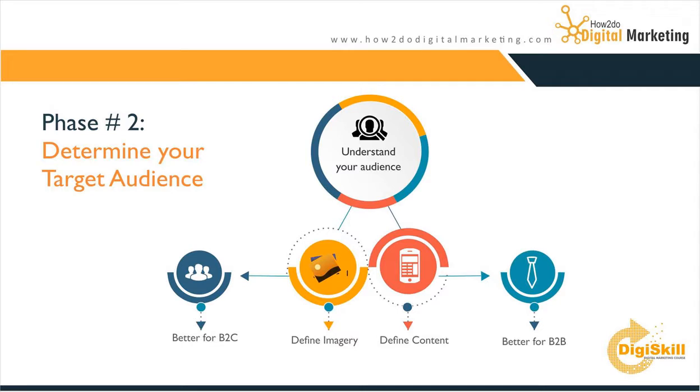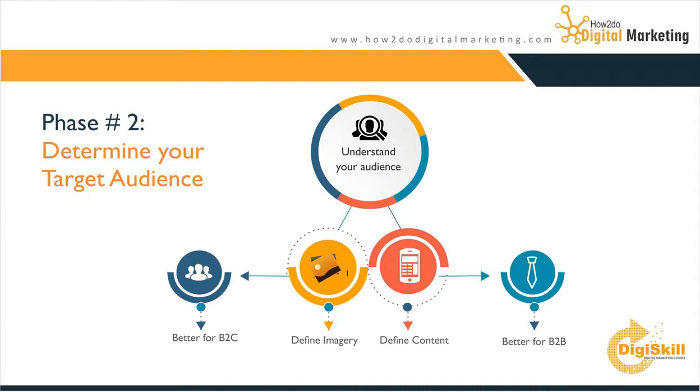Phase 2 is, once you have defined the goal in terms of what the website is, you need to define who is the primary audience who you want visiting your website. Is it B2C, which is business to consumer, expecting customers or end consumers to come and visit your website? Or are you looking at business to business, which means that you're going to be selling to other businesses?